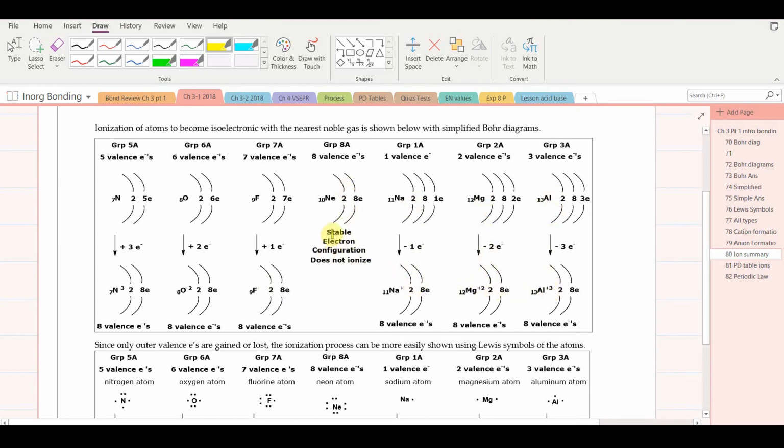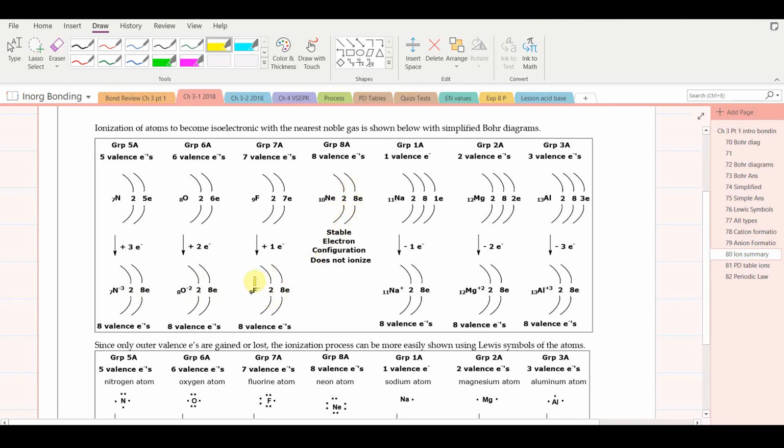The nearest noble gas to nitrogen is neon, which has an electron configuration of 2 and 8. The nearest noble gas to oxygen is neon. The nearest noble gas to fluorine is neon. The nearest noble gas to sodium is neon. The nearest noble gas to magnesium is neon. The nearest noble gas to aluminum is neon. So look what happens. The nonmetals fill their valence shell 2 and 8, 2 and 8, 2 and 8, looks isoelectronic with neon 2 and 8.